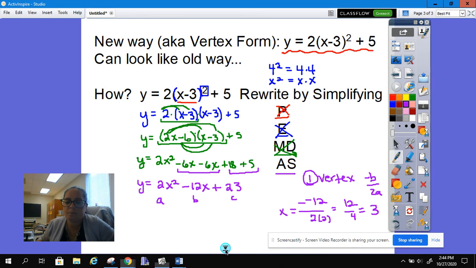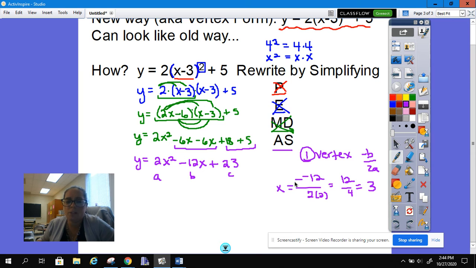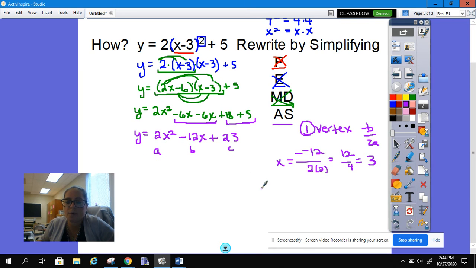We plug it in then to my equation to see what the y is that's paired with it. 2 times 3 squared minus 12 times 3 plus 23. When I put it in my calculator, this all comes out to be the number 5. So my vertex then is at (3, 5), and there's my first ordered pair.